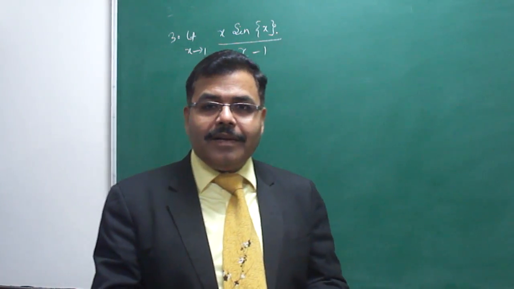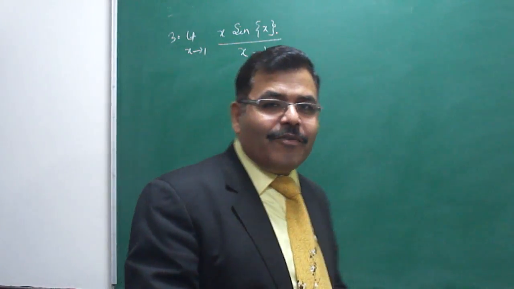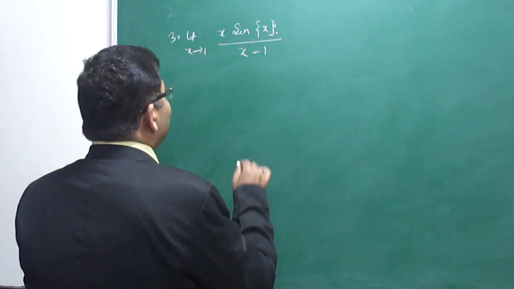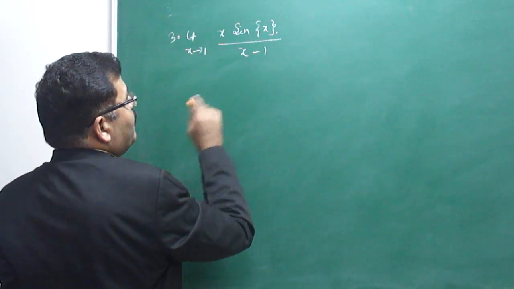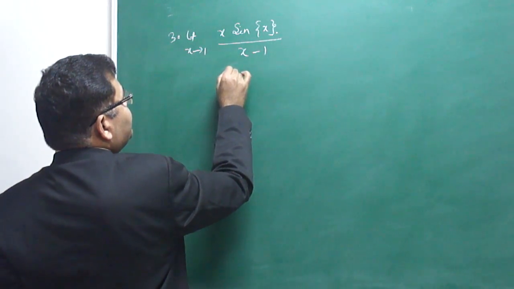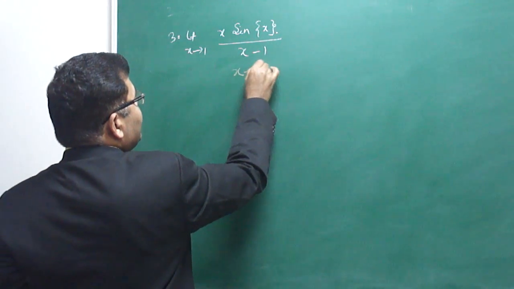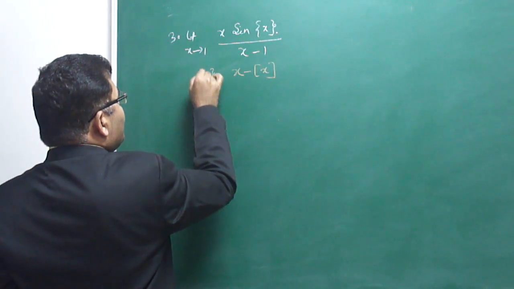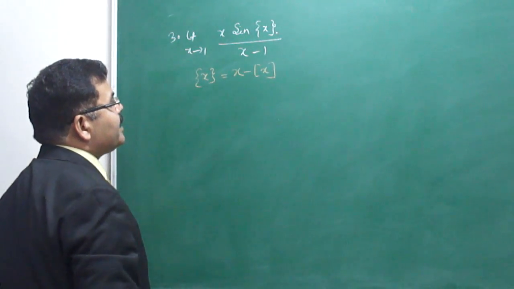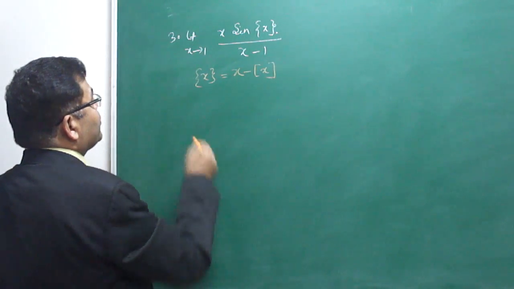That is why I am here. I am telling how to deal with this. This situation can be handled by using this. What is x? The fractional part of x, you understand, is x minus the integral part of x. Fractional part of x can be written as x minus integral part of x.